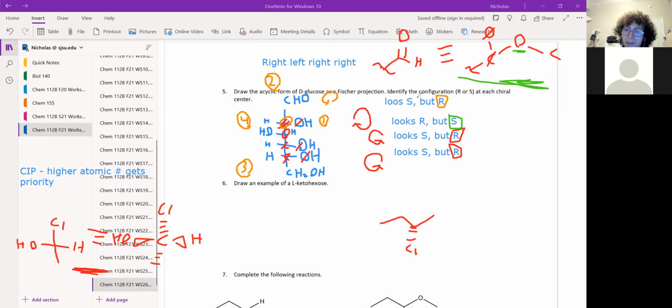I just want to point out this doesn't apply to other Fischer projections. Like this one I drew down here in the bottom left. I don't know off the top of my head what the stereochemistry is, but you shouldn't just assume because there's an alcohol on the left that it will be S. That only applies for sugars. So yeah, take that how you will.